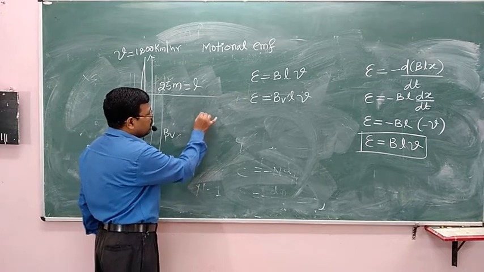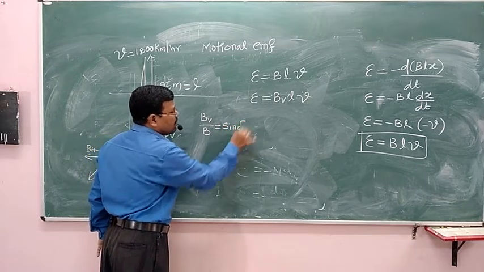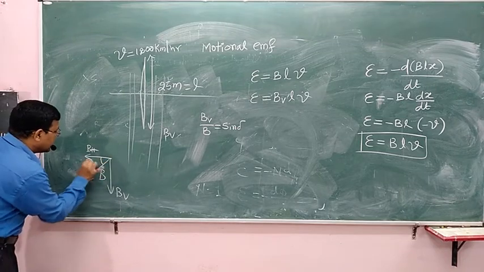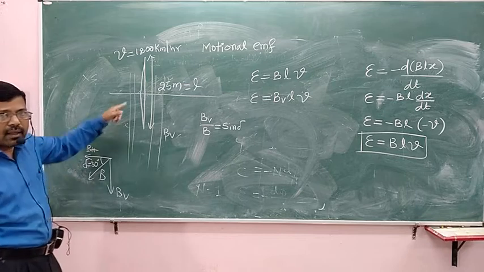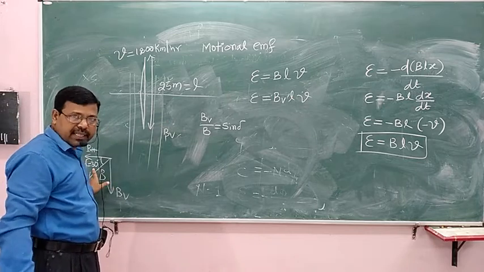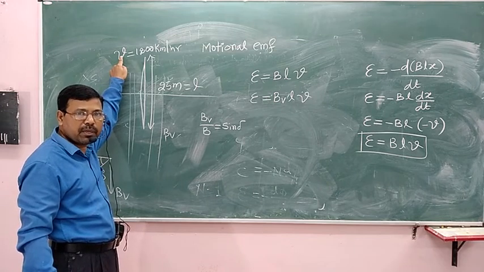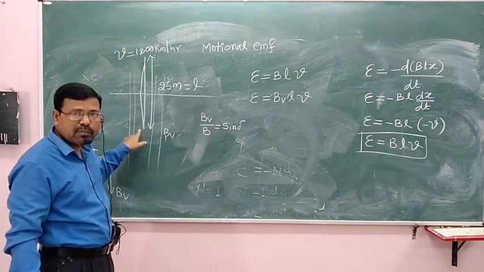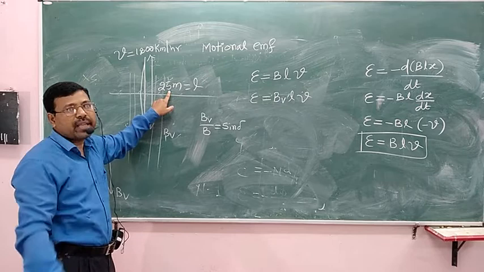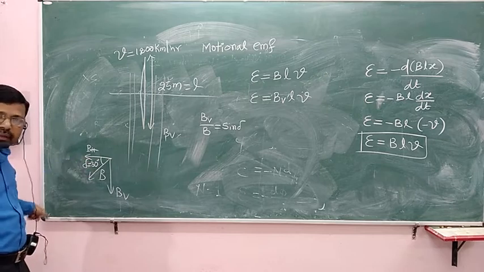As we know, BV by B is equal to sine delta. In this numerical it is given that the angle of dip is 30 degree. The aeroplane is moving at a place where the angle of dip is 30 degree. The speed is 1800 km per hour, the length of the wings is 25 meter. What is angle of dip? The angle between BH and B.